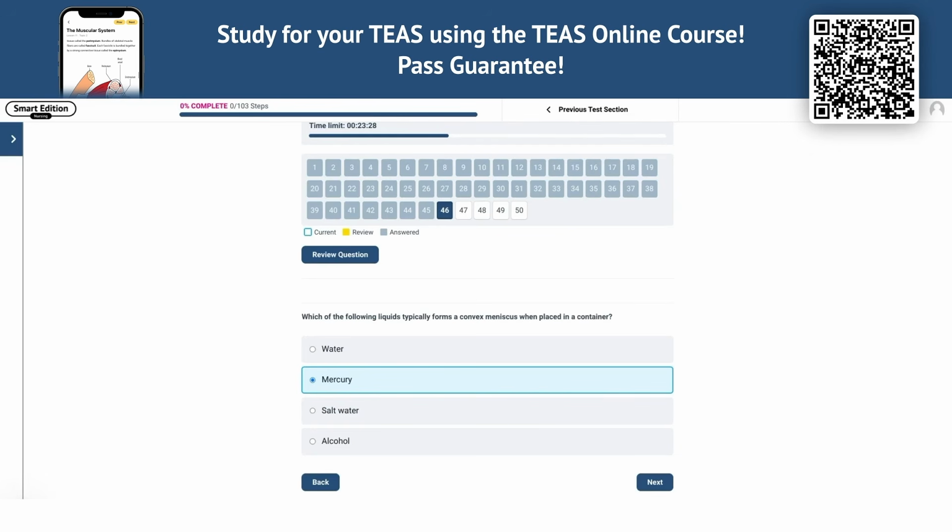So again, this is something that you're going to see when you study scientific reasoning. You're going to learn the difference between a convex and a concave meniscus. It may appear on your test.